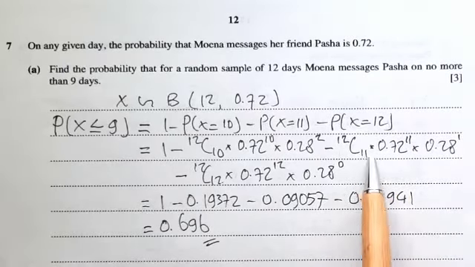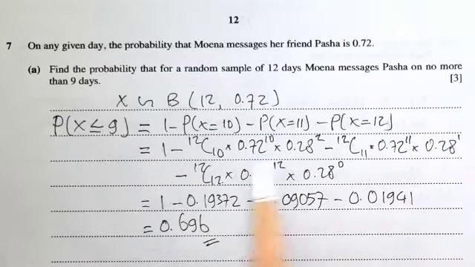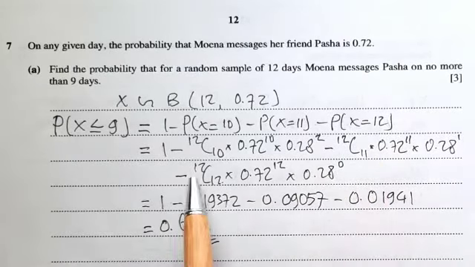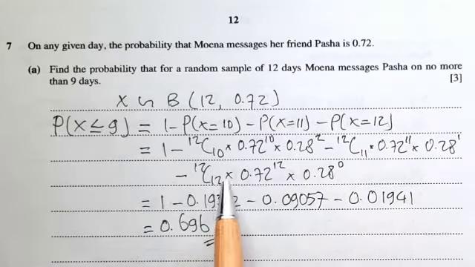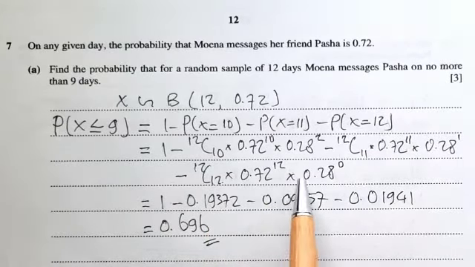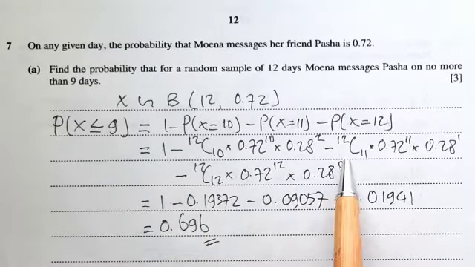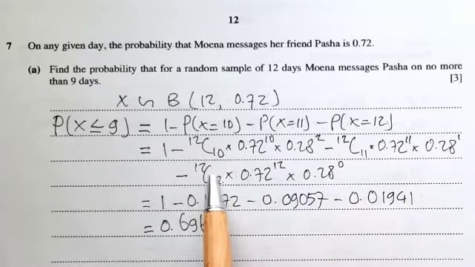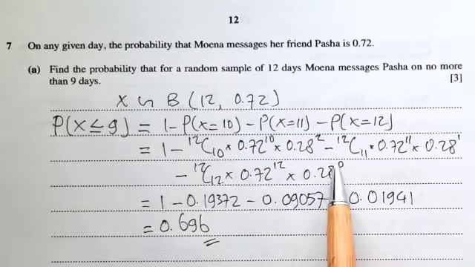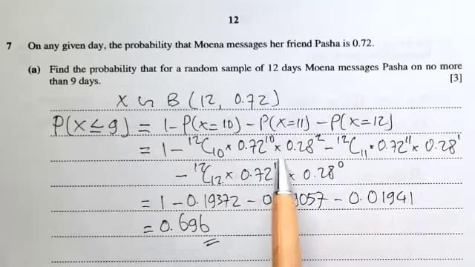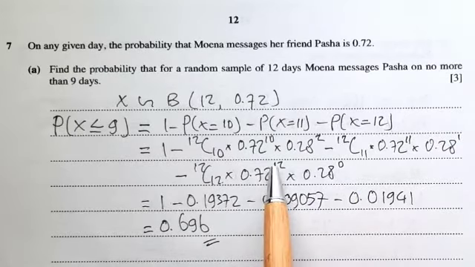0.28 to the power 12 minus 11, that is 1, and minus P(X=12), that is 12 choose 12 times 0.72 to the power 12 times 0.28 to the power 0. Thus 12 choose 12 is 1, and 0.28 to the power 0 is 1. Thus for this term we only have 0.72 to the power 12.